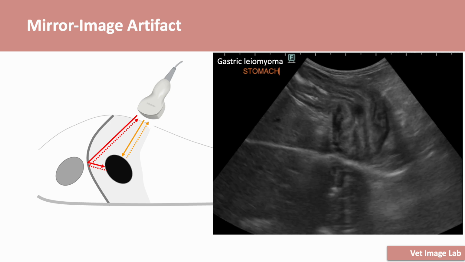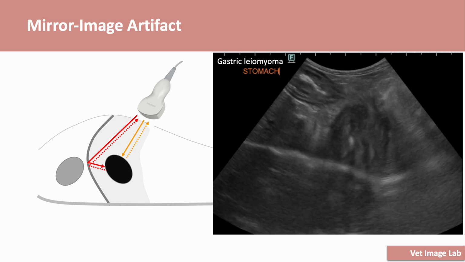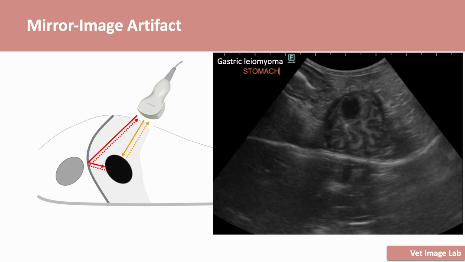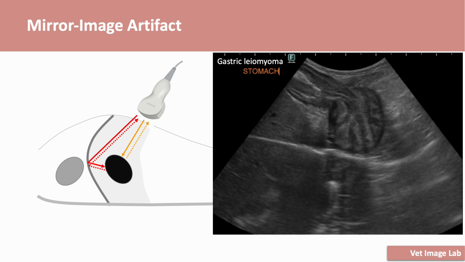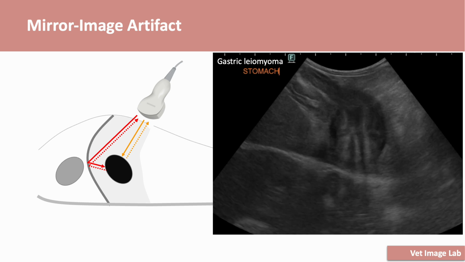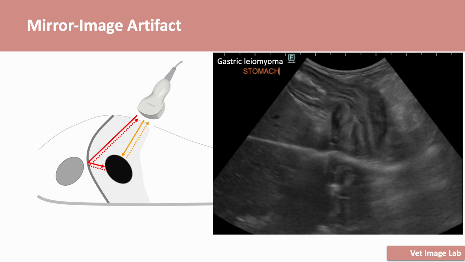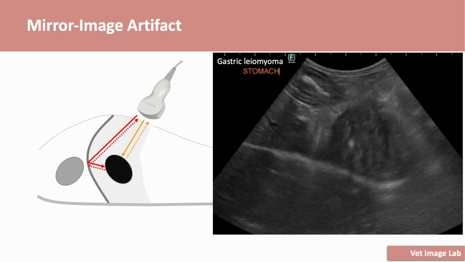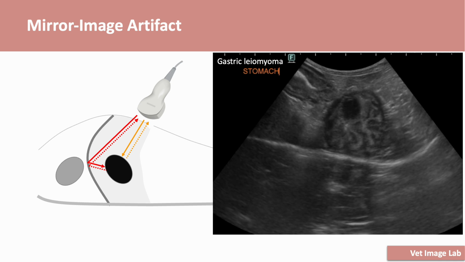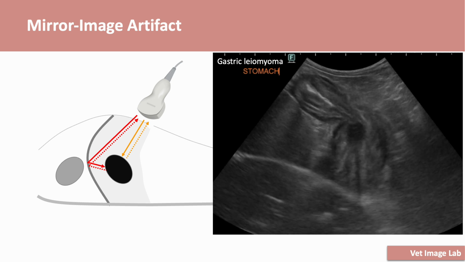This artifact is particularly common when scanning near highly reflective surfaces like the diaphragm. Here's an example. In the left cranial abdomen, we can see a hypoechoic leiomyoma in the stomach. However, due to the mirror image artifact, the same structure appears again below the diaphragm. This duplicated image is not a real lesion, but an artifact caused by sound waves reflecting off the diaphragm before returning to the transducer. Recognizing this artifact is crucial to avoid misdiagnosing an additional mass in the thoracic cavity.